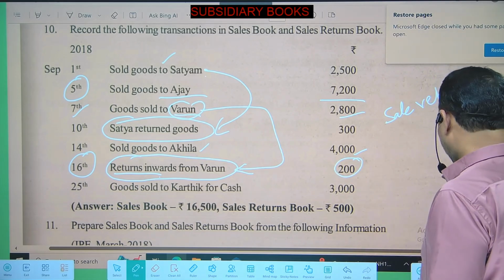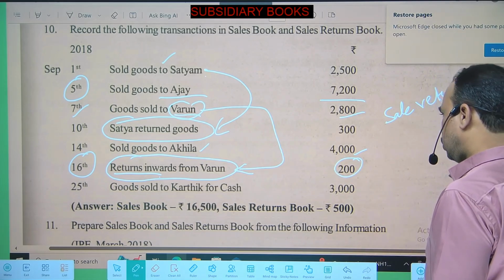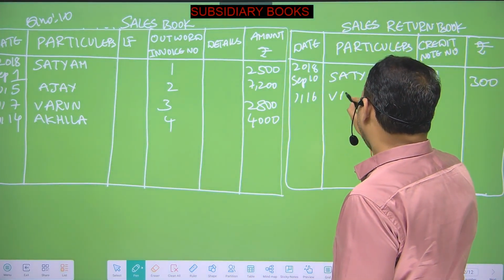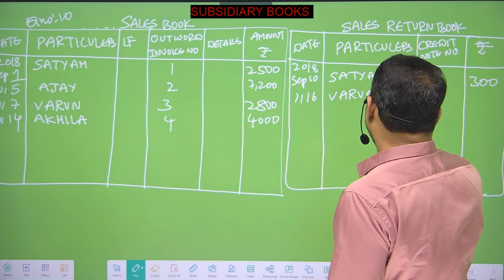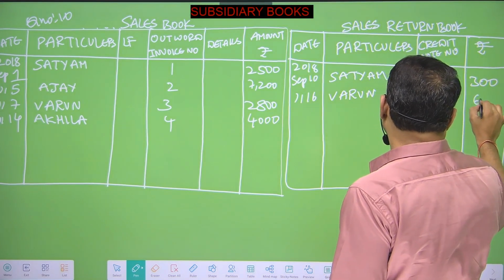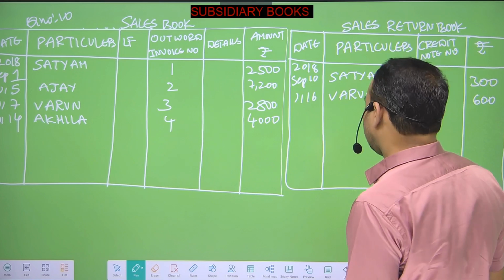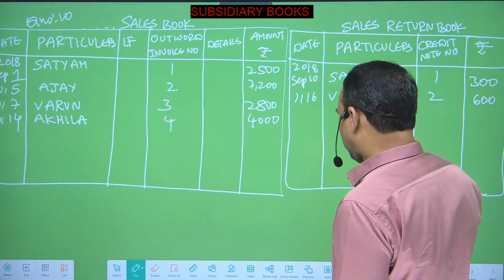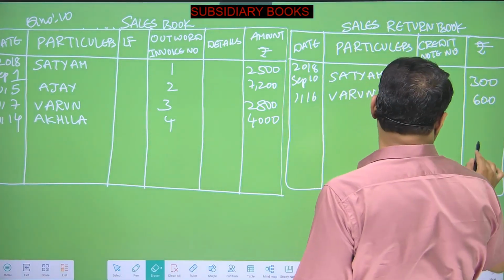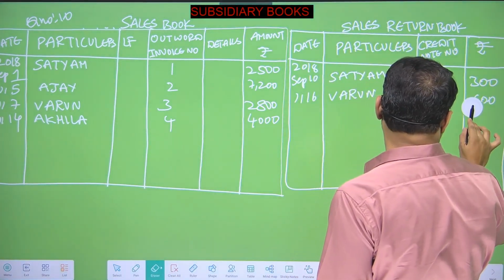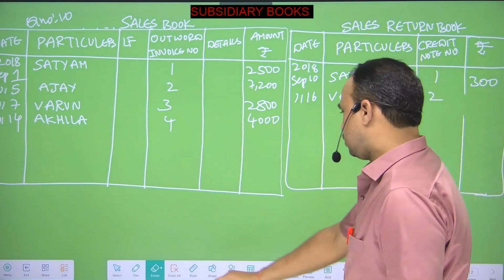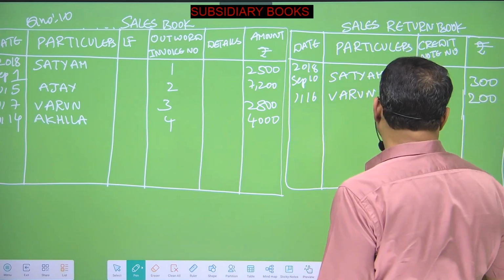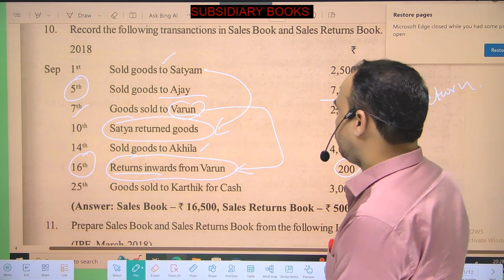So in sales return book, date 16 Varun 200. So date 16, Varun, number 2, 600. 600 or 200, sorry, not 600, 200. So 200, right?